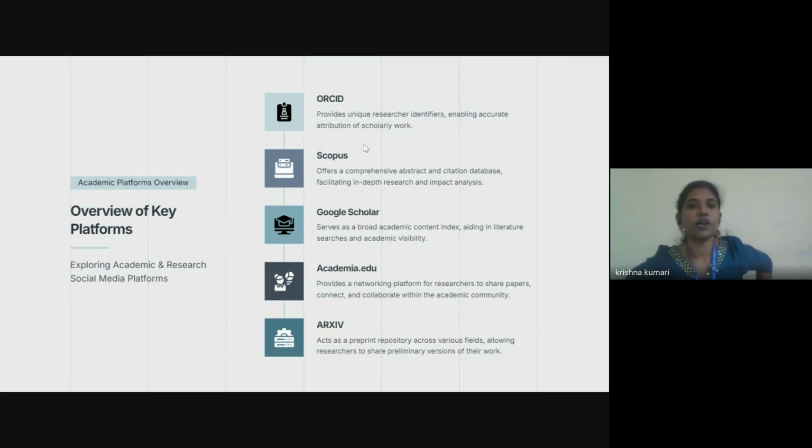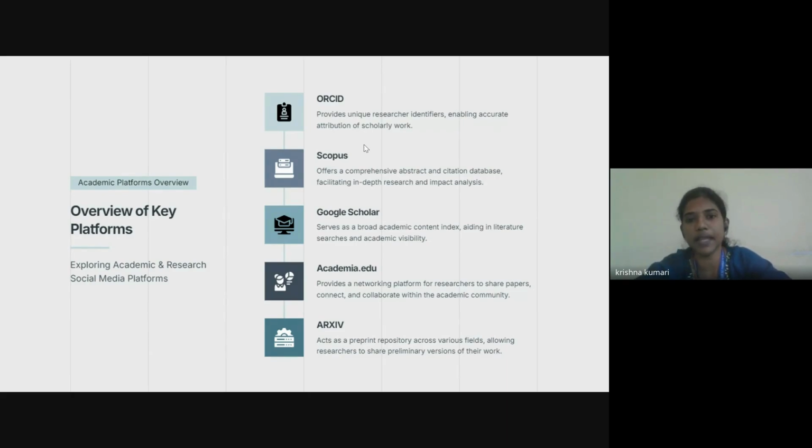Right. Now we are going to see the overview of the key platforms. This is going to be the major topic of today's session. How are these academic platforms helpful for research work? These are the major platforms that we, as growing researchers, should know.